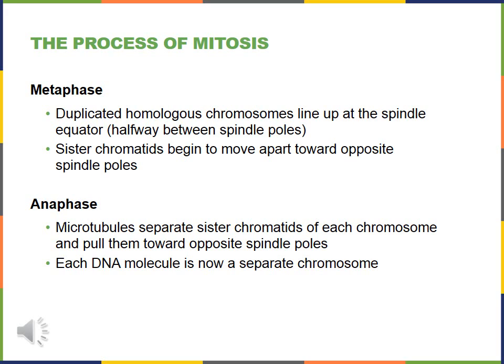Alright, and then during anaphase, the microtubules have pulled apart the sister chromatids, so now we've got half on one side of the cell and half on the other side of the cell. But now each side has a complete set of chromosomes, and that again goes back to the S phase of interphase, multiplying prior to division.